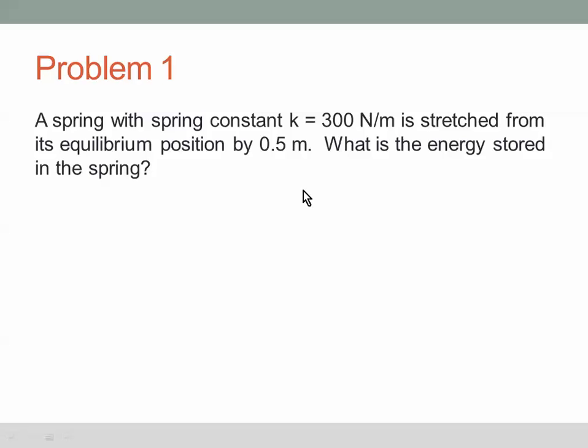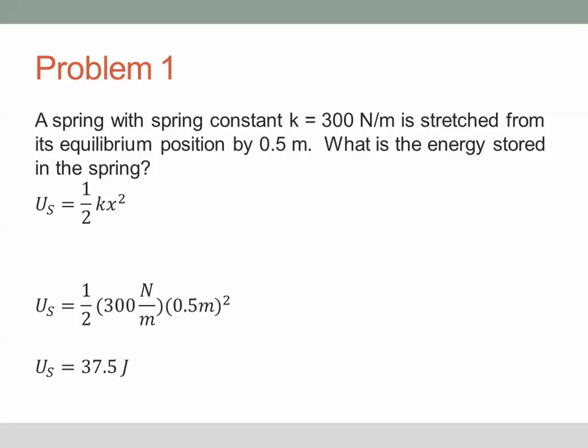So let's do a simple problem. Sometimes you'll be given the spring constant, sometimes you'll be asked to find it. We have a spring with a spring constant of 300 newtons per meter. It's stretched from equilibrium by 0.5 meters. What is the energy stored in the spring? We're just going to plug those numbers into the equation for spring potential energy, and we get 37.5 joules. And the units for energy for a spring are the same as the units we used for gravitational potential energy and for work. It's going to be joules.